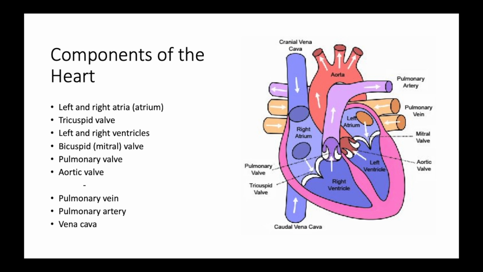So looking at the components of the heart, we have the left and right atria, which if we're talking about singular form, that's the left atrium and right atrium. We have the tricuspid valve. Right here, we have the left and right ventricles. We have the bicuspid, also known as the mitral valve. And then we have the pulmonary valve and the aortic valve. Attached to the heart, as part of the working pump of the heart, are the pulmonary veins and the pulmonary arteries, as well as the cranial and caudal vena cava.